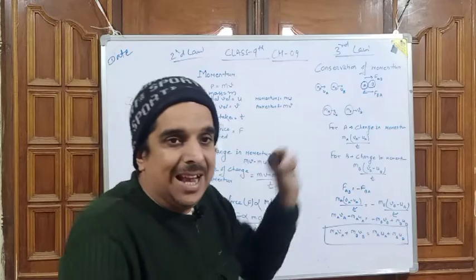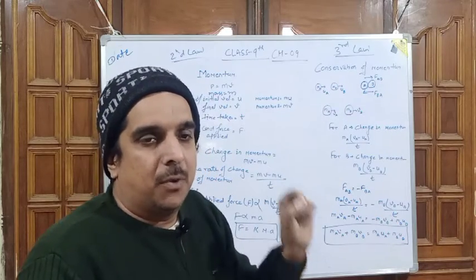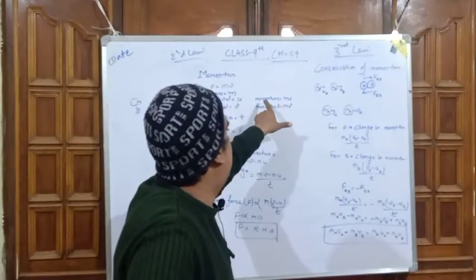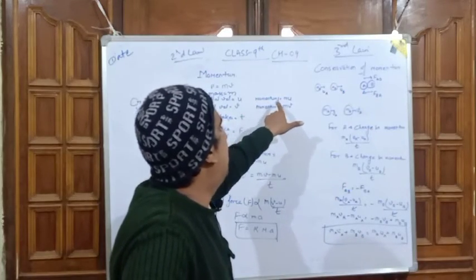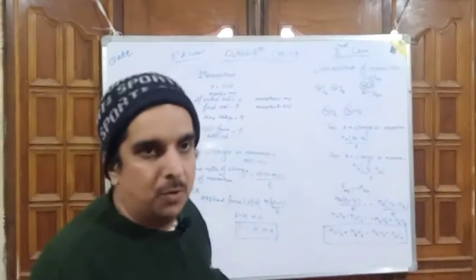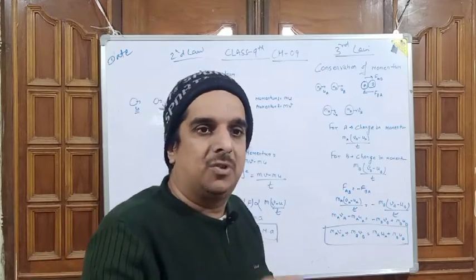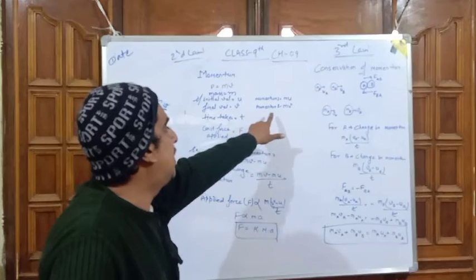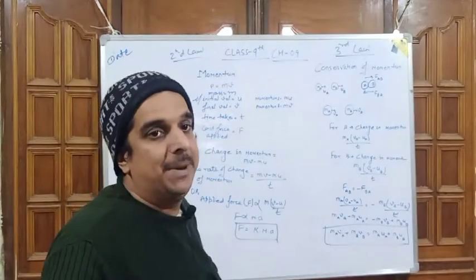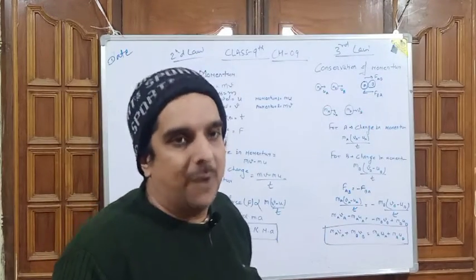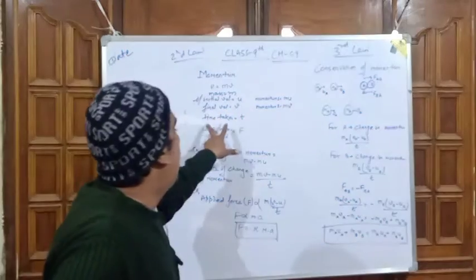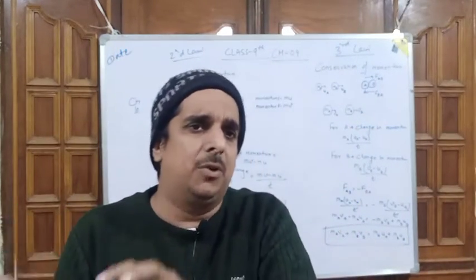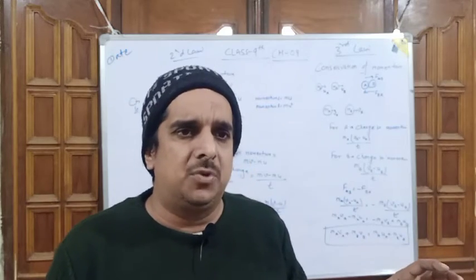So for the initial position, I am writing momentum 1 is equal to m into u, because at that point the velocity is u, the initial velocity. For the final position, momentum 2 is equal to m into v, because v is the final velocity.